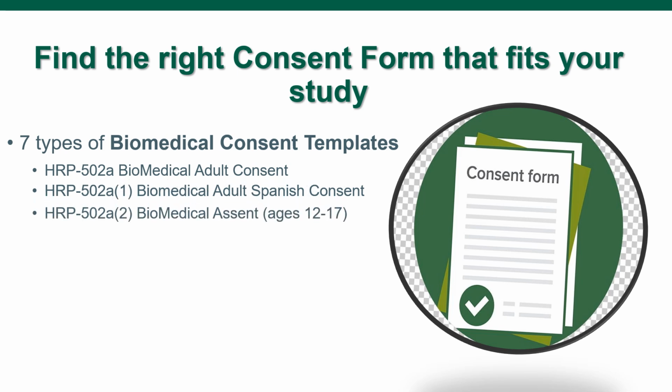Okay, so the next one is the biomedical assent. Now, by definition, children are unable to provide informed consent to participate in research, although they might be able to give their assent. Assent is an agreement by an individual not competent to give legally validated informed consent. That would be a child or a cognitively impaired person.